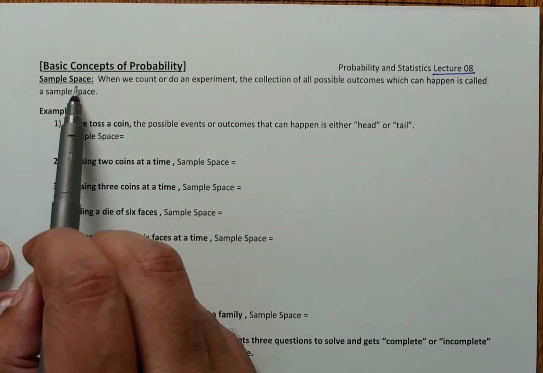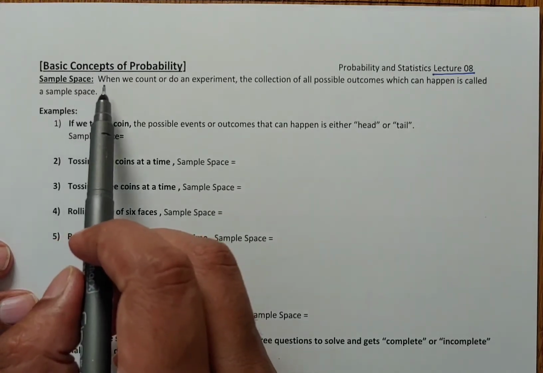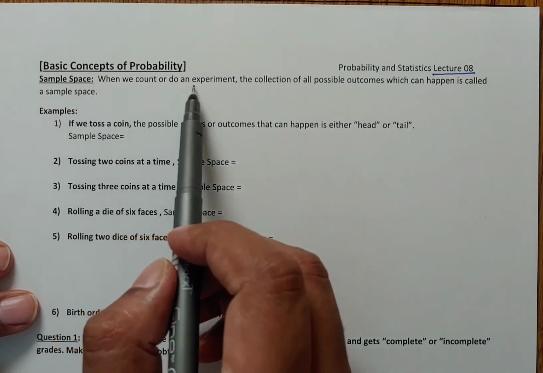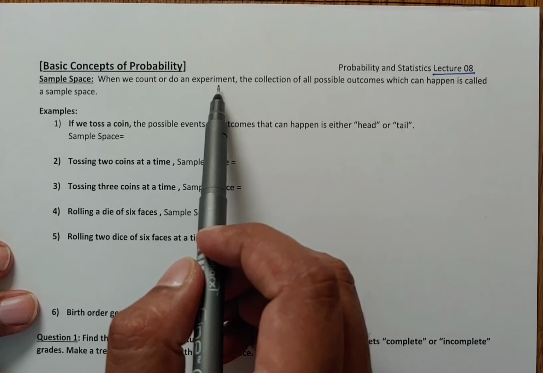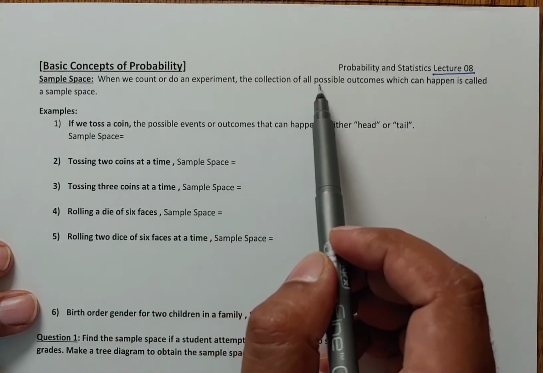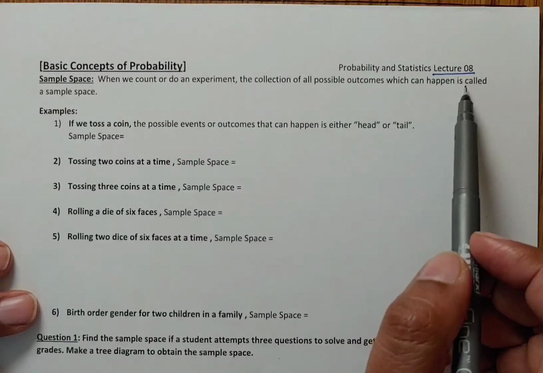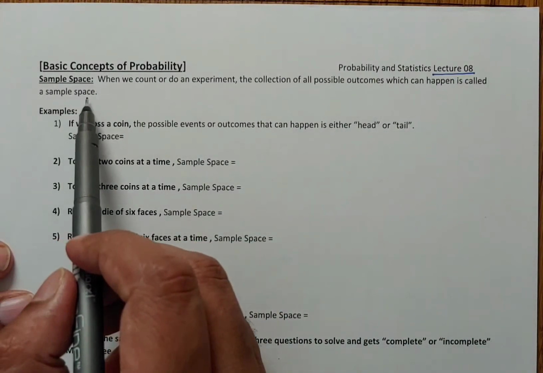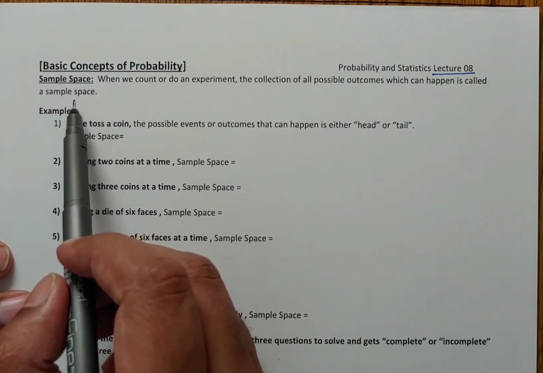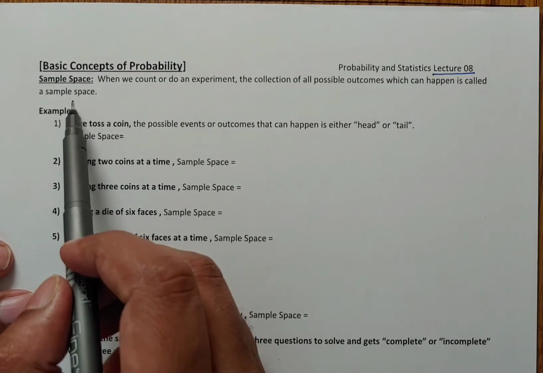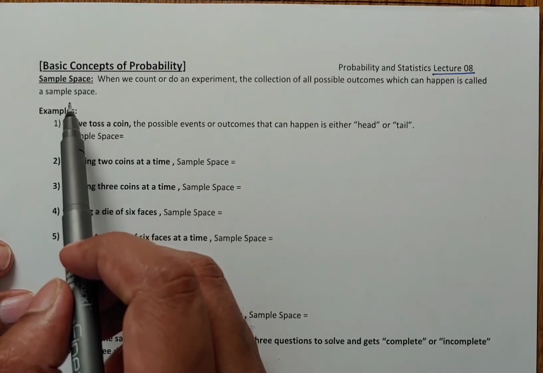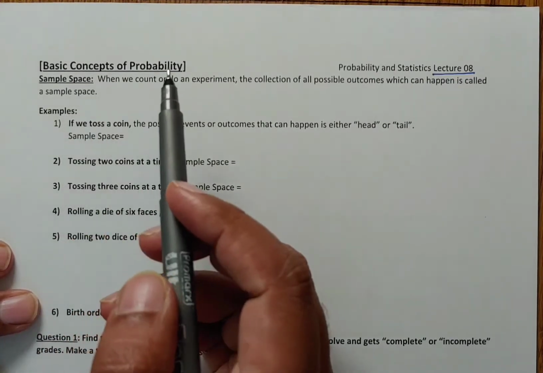What is a sample space? When we count or do an experiment, the collection of all possible outcomes which can happen is called a sample space. So when you do some experiment, everything that can happen is called a sample space. If you collect all possible outcomes, that is called a sample space.